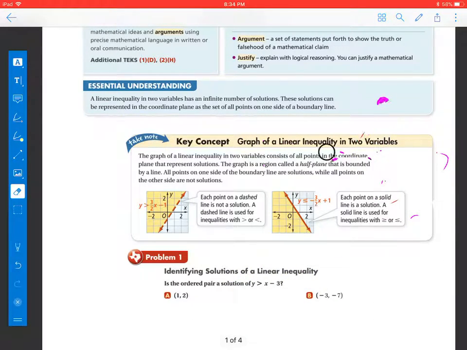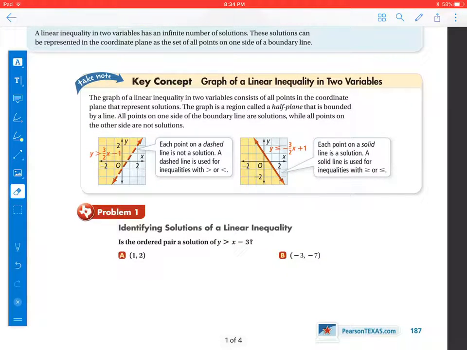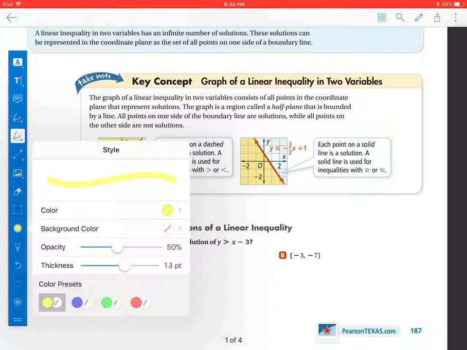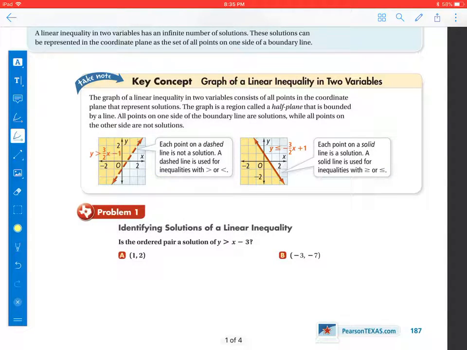Okay, I'm going to erase this so you can see what that really means. And again, this definition here on this worksheet, or on these notes, it talks about the key concepts of the linear inequalities with two variables.